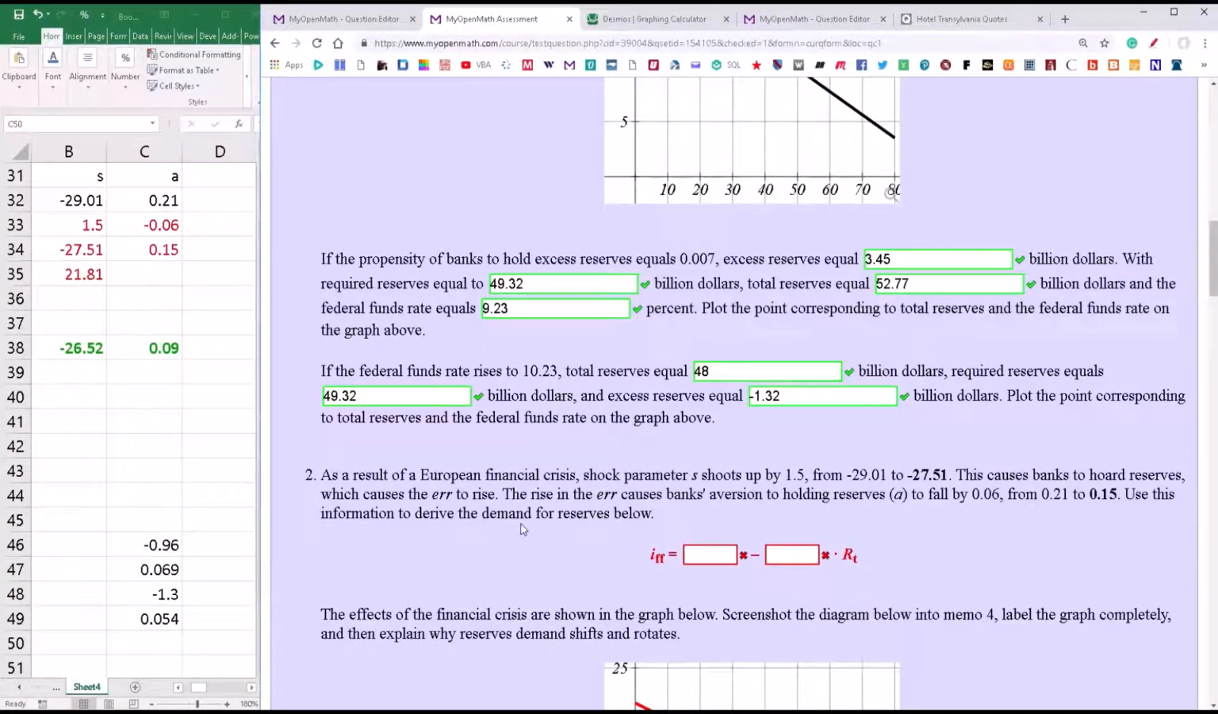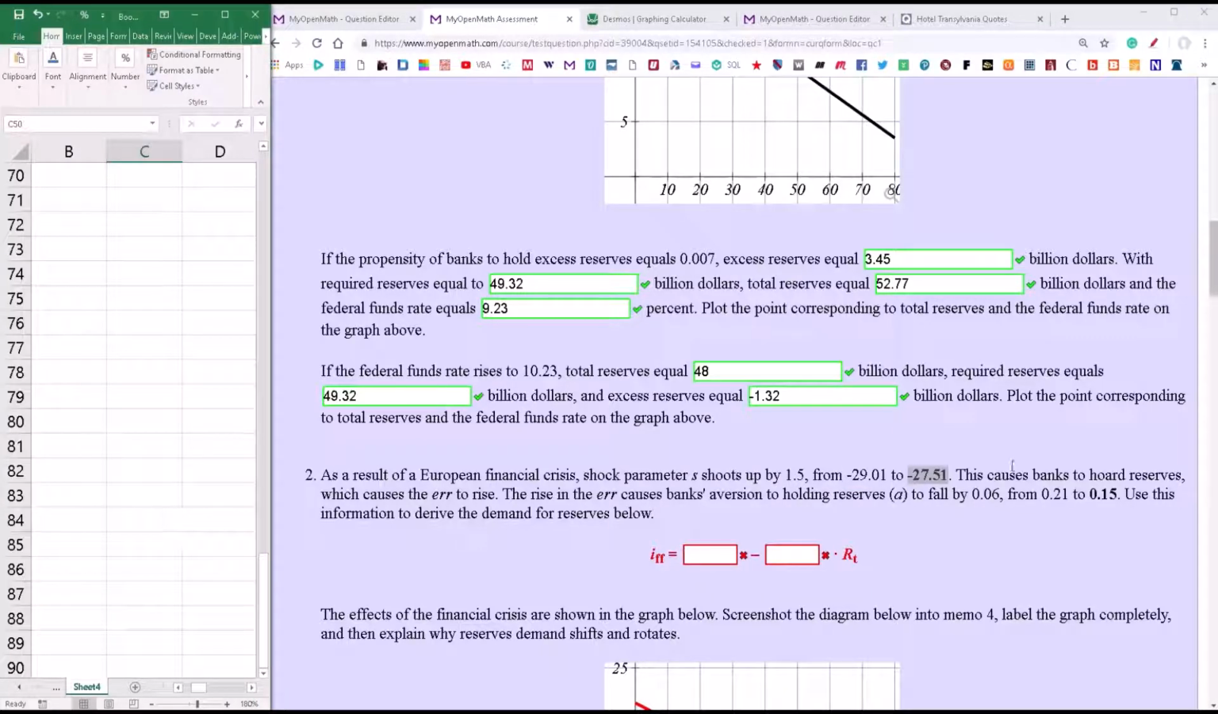In scenario 2, we have a European financial crisis, and that causes the shock parameter to increase by 1.5 from what it was originally to that value there. This causes banks to hoard reserves, which causes the excess reserves ratio to rise. The rise in that causes the banks' aversion to holding reserves, A, to fall by 0.006 from what it was to what it is. Now we have to derive the new demand equation. The slope of it is the A parameter. The new shock parameter is 27.51.